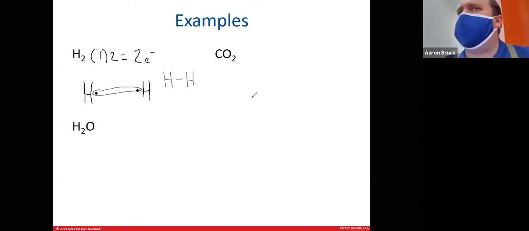Now you may be saying to yourself, well, this isn't an octet. Remember, hydrogen and helium do not obey the octet rule because they're in that first energy level. The first energy level only holds 2 electrons. So for hydrogen and helium, we're only looking for 2 electrons. That single bond provides those 2 electrons.